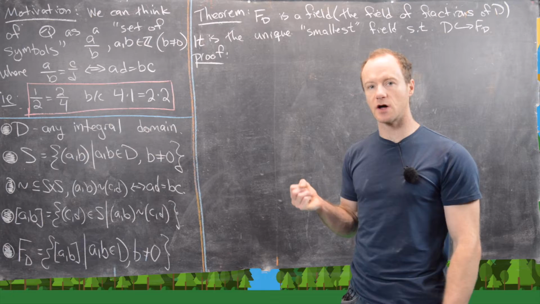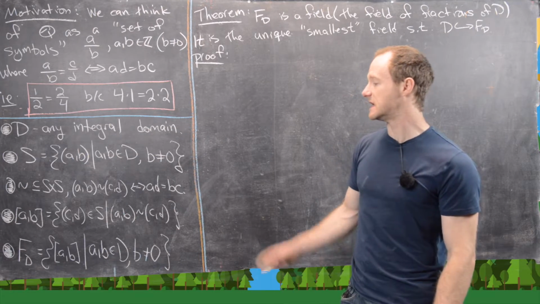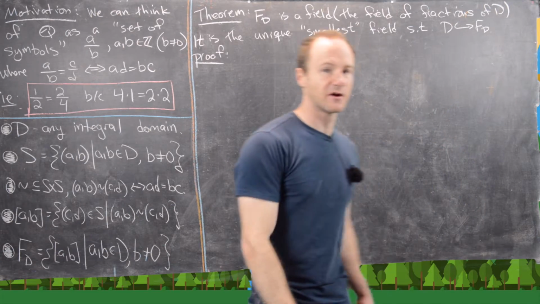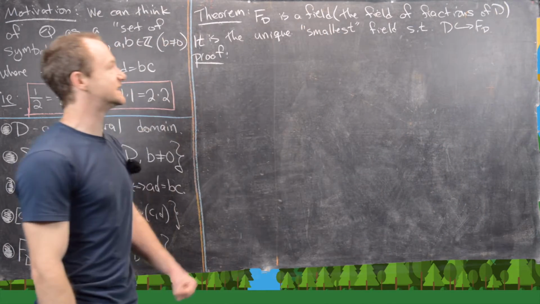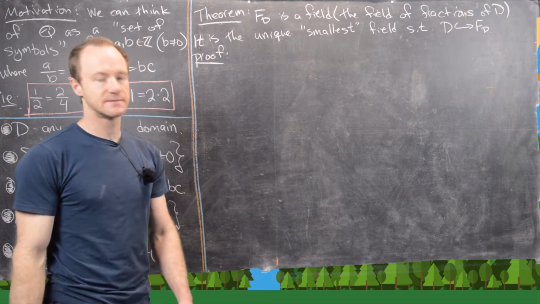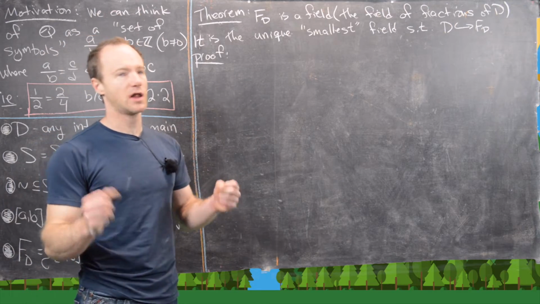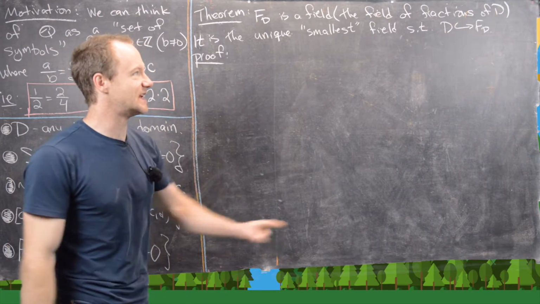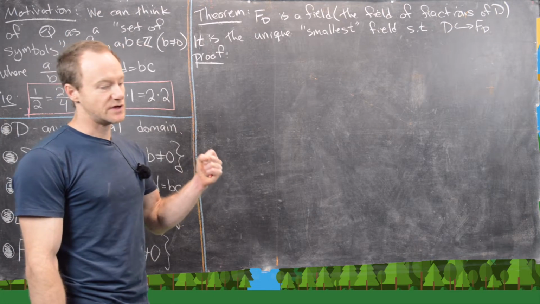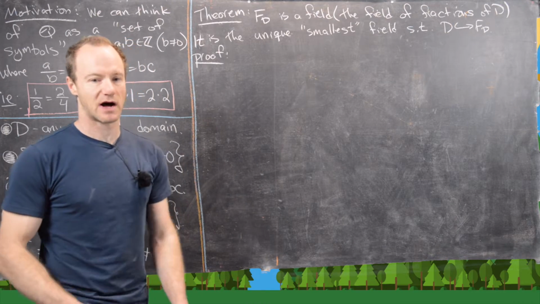Now we're going to collect all those equivalence classes together into something called F sub D, and F sub D is the object that we're looking for. The big theorem that we're going to prove is that F sub D is a field, and it's called the field of fractions of D. And furthermore, it is the unique smallest field such that D can be embedded inside of F sub D. In other words, it's the unique field that contains D as some sort of sub-object.